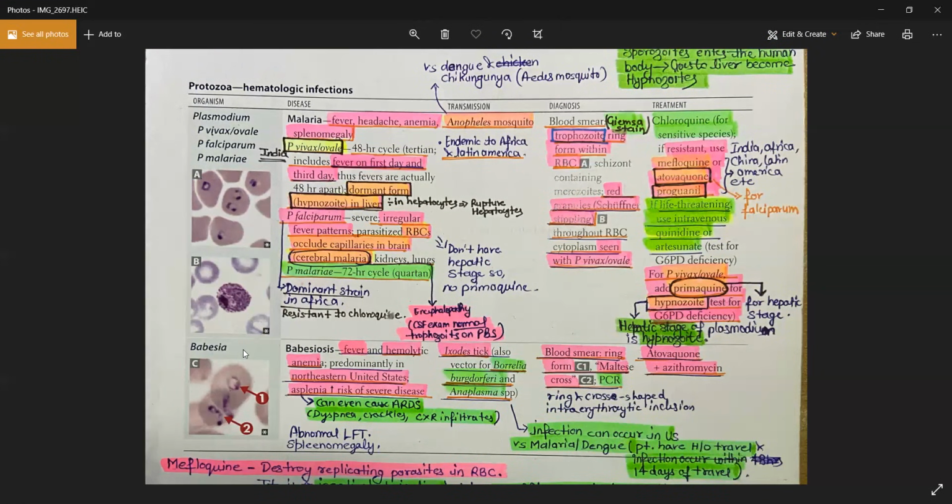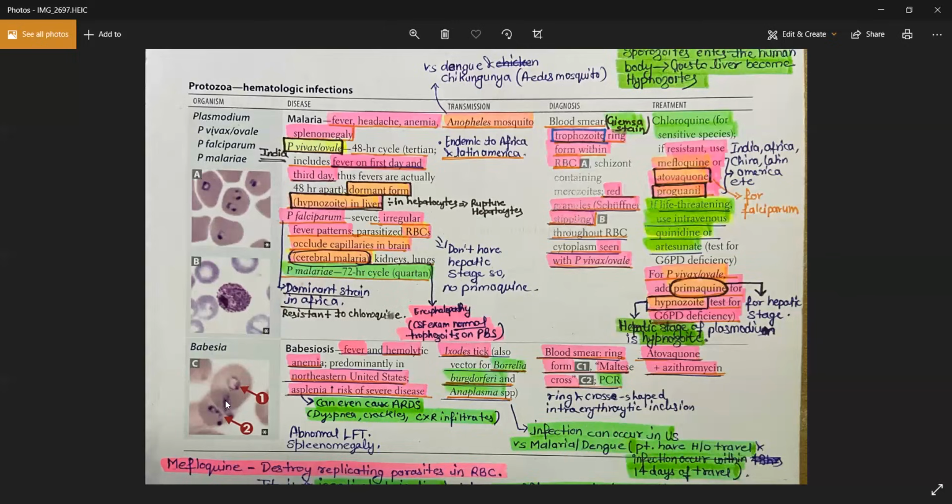Okay, and you need to know that in babesiosis, you can even have ARDS, acute respiratory distress syndrome. So you can have a pneumonia also. So it could be a patient having a history of fever, hemolytic anemia, and crackles in the lung, and the edema, shortness of breath, chest pain, and chest X-ray infiltrates, hyperdensities. So you can have a Babesia.